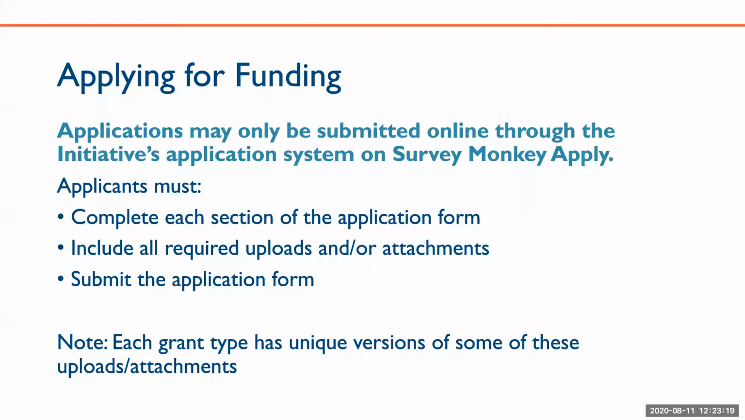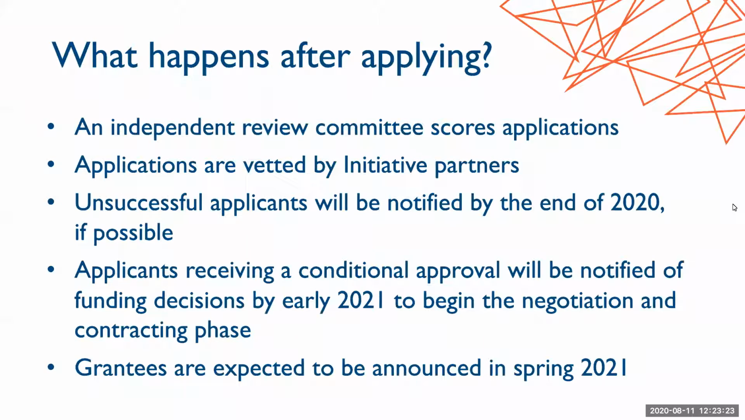After submitting your application, you might wonder what the next steps are. So let's go ahead and review this really quickly. What happens after applying? After applications are submitted, a number of processes begin. First, an independent review committee scores applications to help inform funding decisions. Applications are vetted by initiative partners, including the US Department of State and some US embassies.